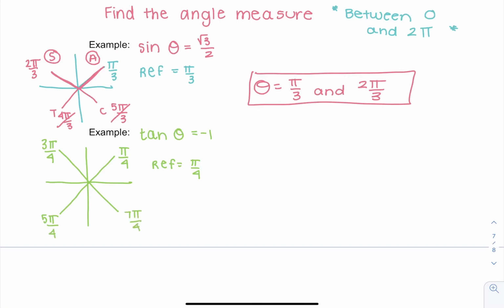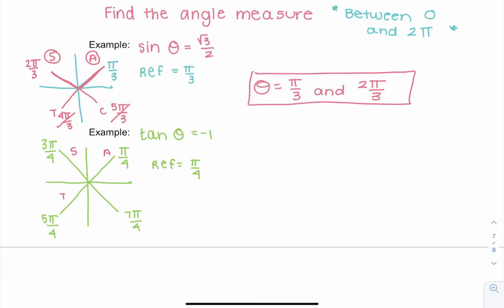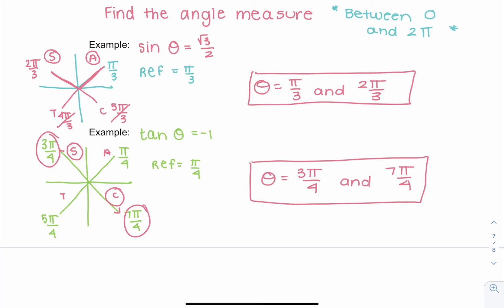So which of these angles are we going to choose? Let's think. All students take calculus. I want there to be a negative value. So where is tangent negative? Well, in the all one, it's positive. For sine, it's negative. And for cosine, it's negative. So that means in the second and fourth quadrant, we have a value of -1. So my theta is 3 pi over 4 and 7 pi over 4. So you're doing the same thing that you did for degrees, except now we're going to use the radians chart.